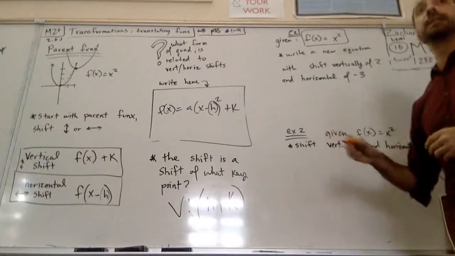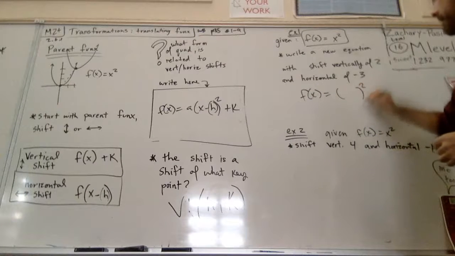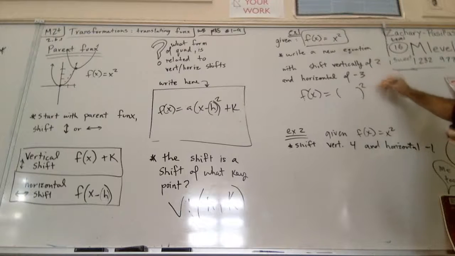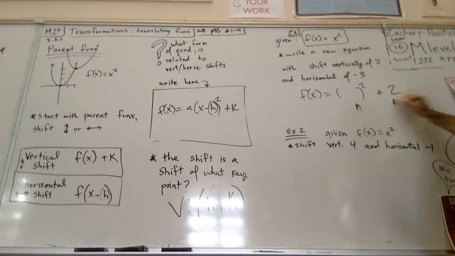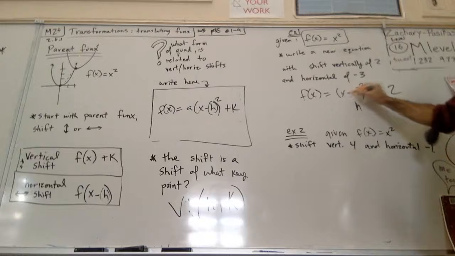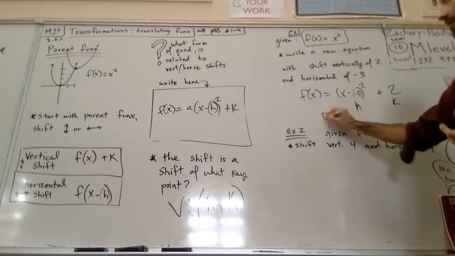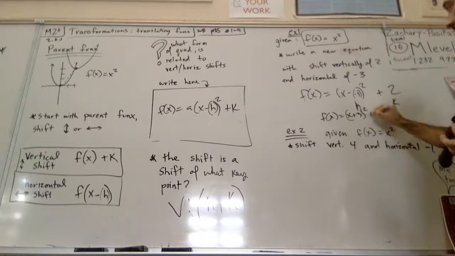All right, let's see. Everyone has f of x is equal to, what should I put in here? Well, the vertical shift. Let's do that first. Vertical shift plus 2, because that's my k value. That's k. That's h. So it's x minus what? Negative 3. You see it now? f of x is equal to x plus 3 squared plus 2.